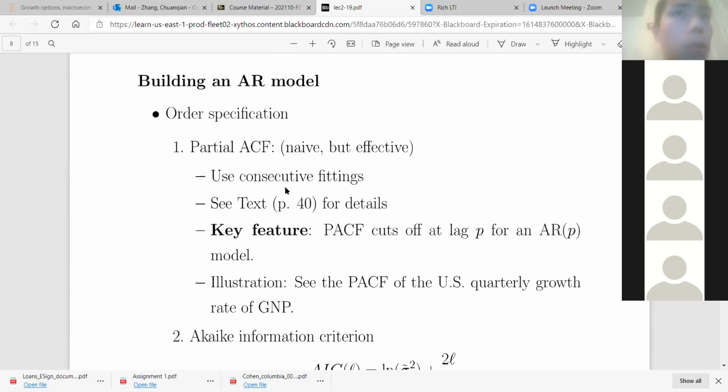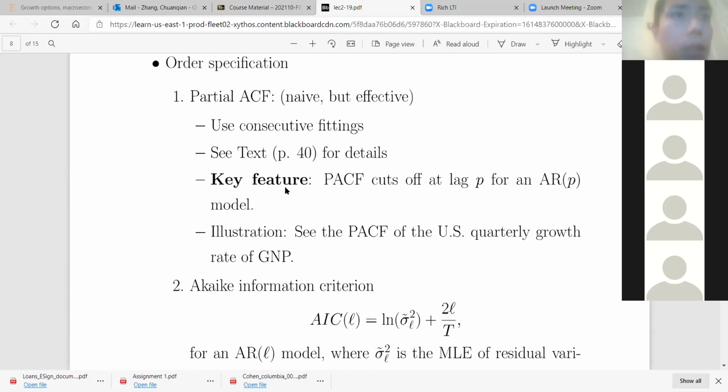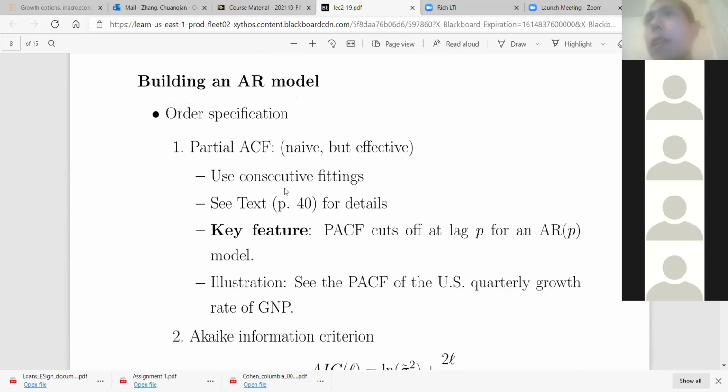Okay, so the next part is our today's focus. We want to talk about how to build an AR model. That's probably the question in your mind so far, right? We have introduced so much, but we want to know that if I give you a group of raw data, for example, Australian unemployment rate in the past 2 decades, can you give me a model to estimate that?